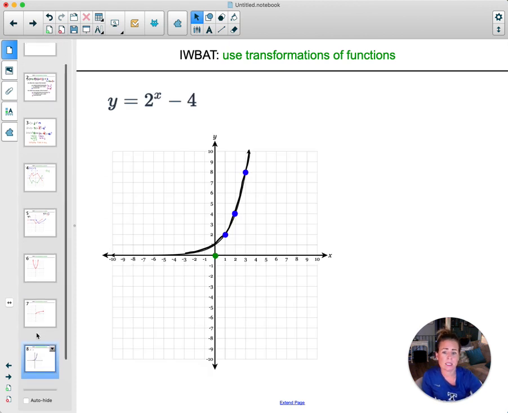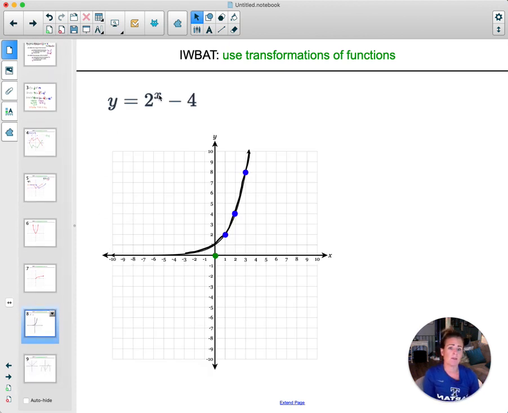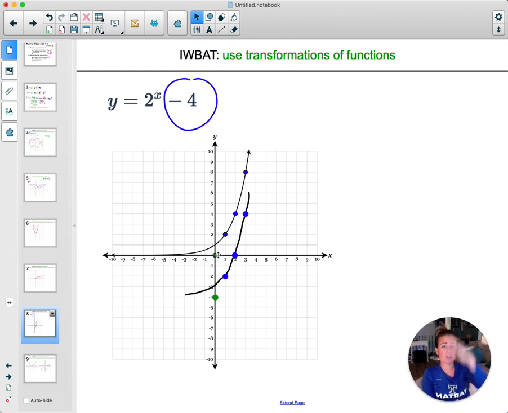Then let's take a look at this one. This one gives us the parent function 2 to the x. So this graph right here is the graph of 2 to the x. And then we want to actually shift it using this. So this is a k value. So you're just going to grab the function and move it. We can go 1, 2, 3, 4 down, and that's our new function. So literally it just shifts the whole thing down 4.